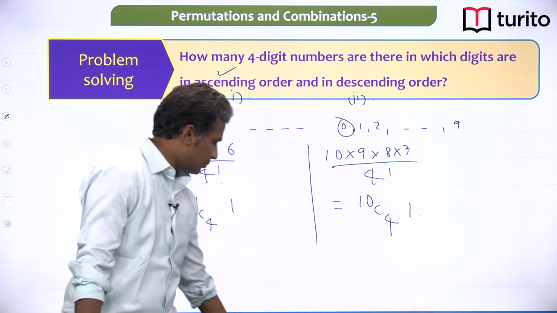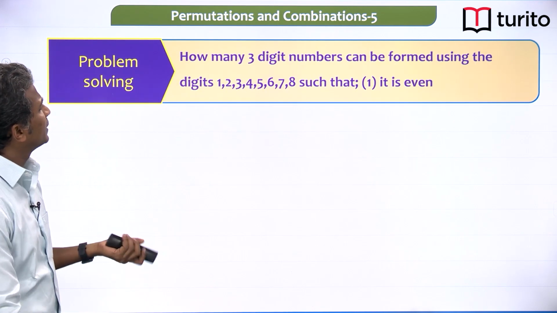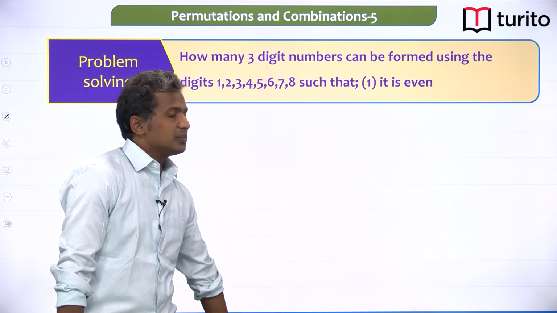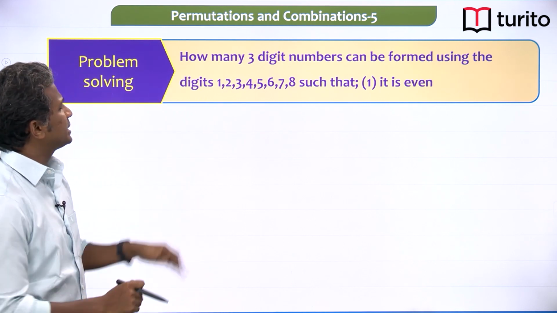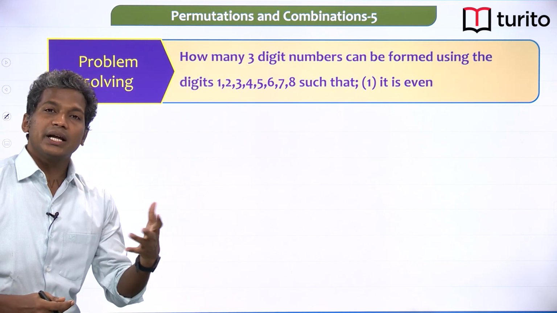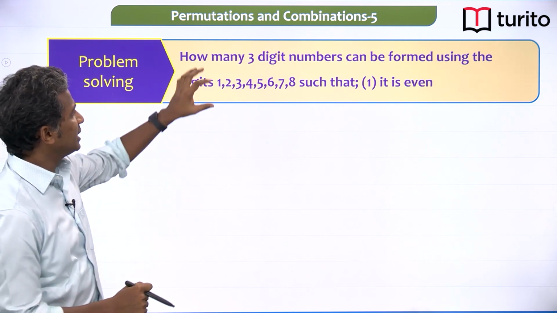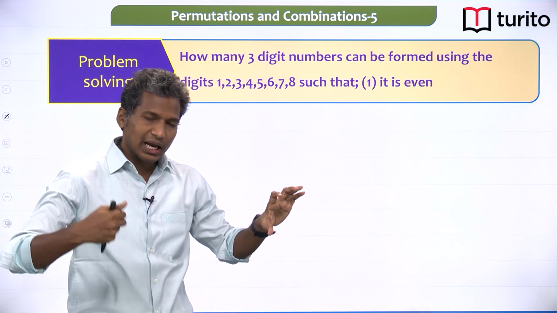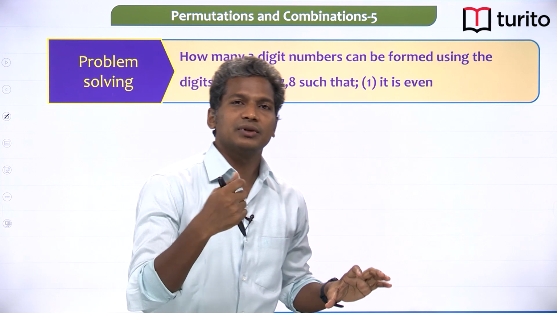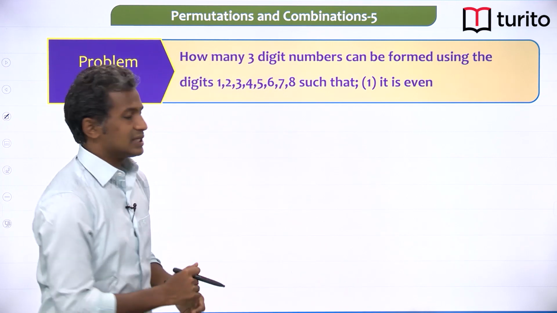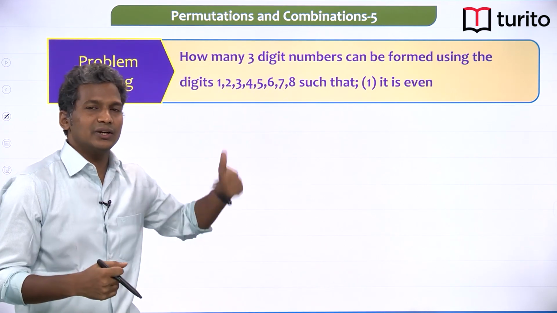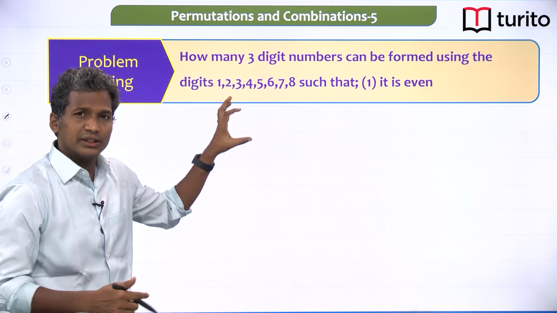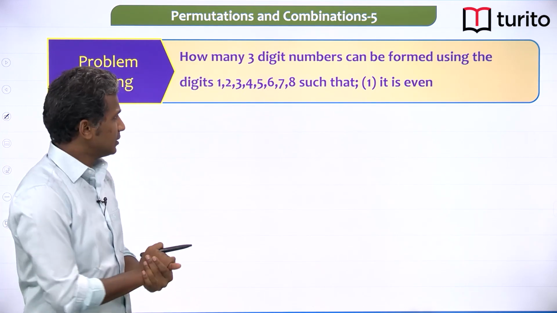Now, let us go to the next question. How many 3-digit numbers can be formed using the digits such that it is an even number? Here I am going to take the same question and I will keep giving different varieties of conditions. Just like the way we did in the last lecture, I am taking one question and I will take all special cases.